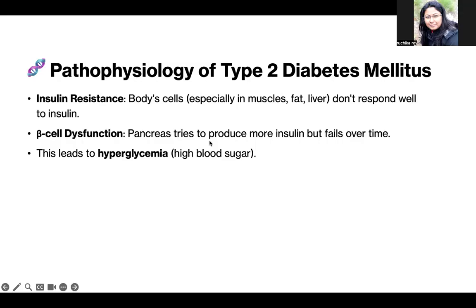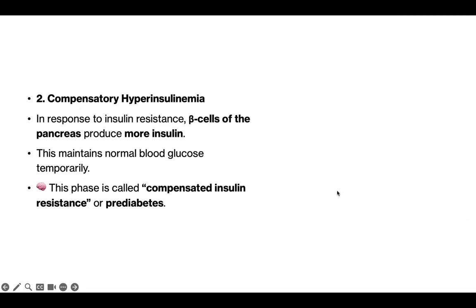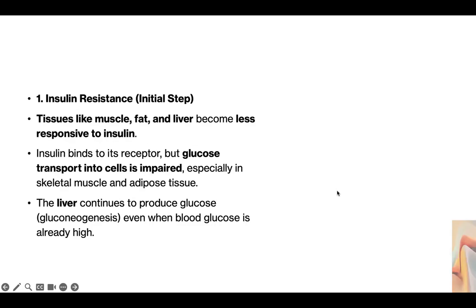So what is the pathophysiology of the type 2 diabetes? So there is an insulin resistance, then there is a beta cell dysfunction, and then it will lead to hyperglycemia. So what is the first initial step of the type 2 diabetes? It is about your insulin resistance. So it is an initial step.